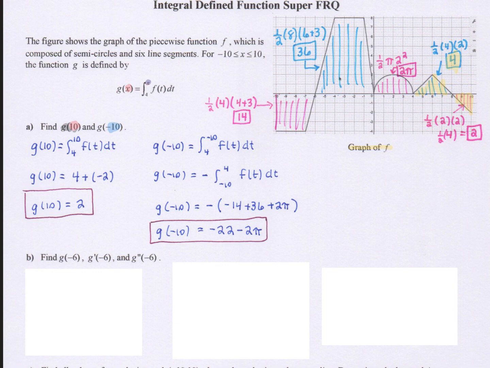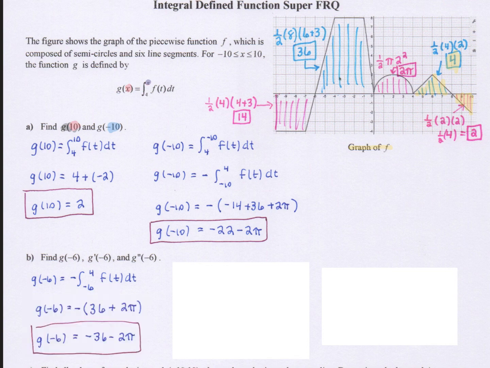In part B, I'm asked to find g of negative 6 first. I handle that just like I did in part A. I replace the upper limit with a negative 6, but because I know they're going to be backwards, I went ahead and as I wrote it down, I wrote them in the correct order, and I remembered to put that negative out in front. And then I just look at the area between negative 6 and 4, which is negative 36 plus 2 pi. It's all above the x-axis, but because of that switching of the limits, it puts a negative. You could distribute the negative if you want, or you could just leave it as the answer above.